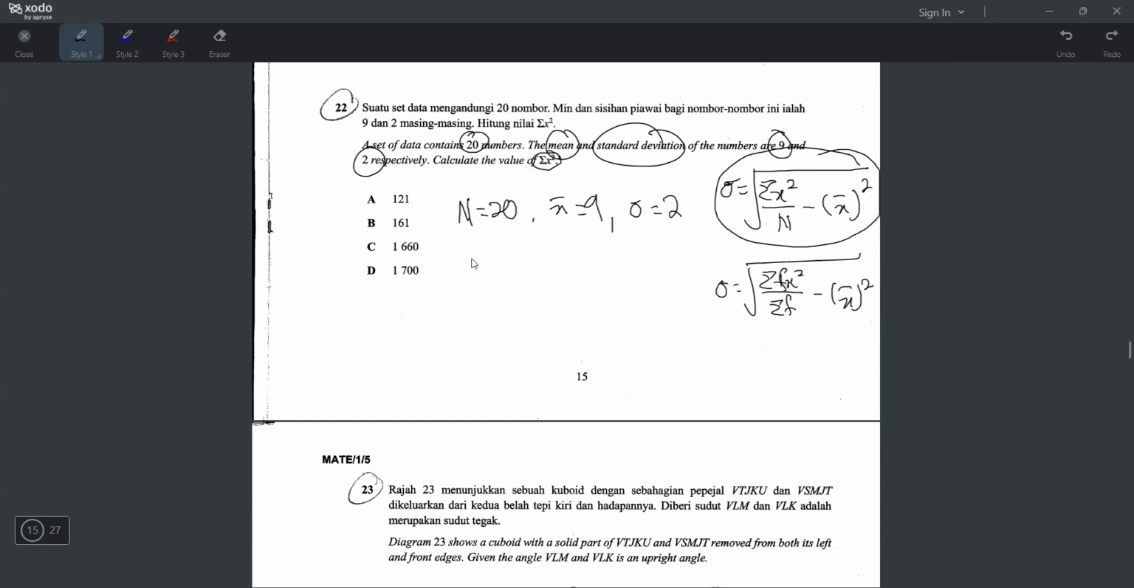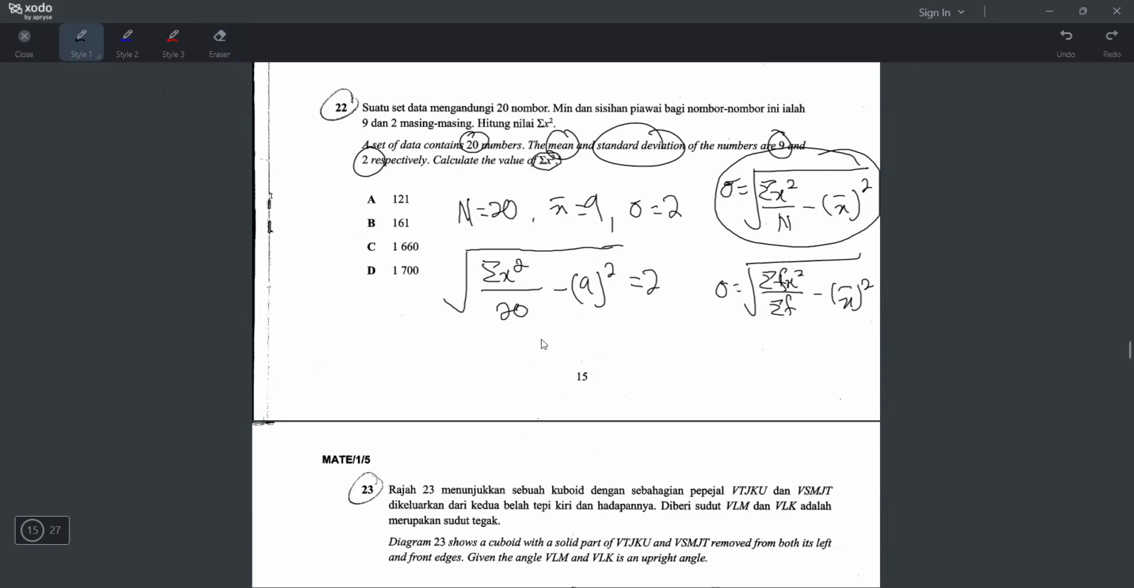So let's write down the formula. Square root, and then the sum of x squared, which I don't know and want to find, over n. N I know already, so put in 20, minus mean, which is 9 squared, and the whole thing equals 2 because they give us the standard deviation is 2. So now we can move everything and find the sum of x squared. But you have to move the square root first. If you move 9 squared first, it's wrong. You have to move the one that is at the outside first.